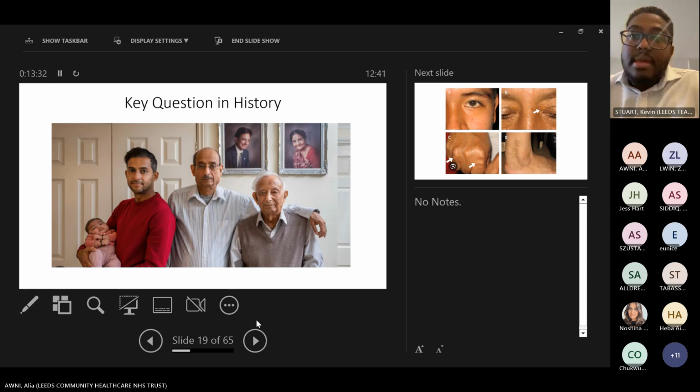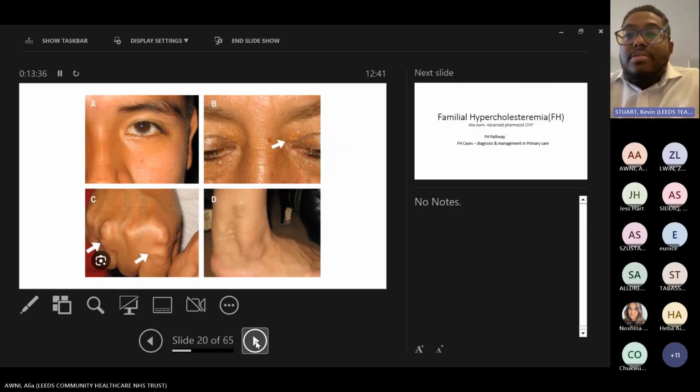Next slide. And clinically, on examination, you may find the telltale signs. So corneal arcus, xanthelasma in the eyes, and B, C and D showing tendon xanthomata, with D specifically showing the Achilles tendon.